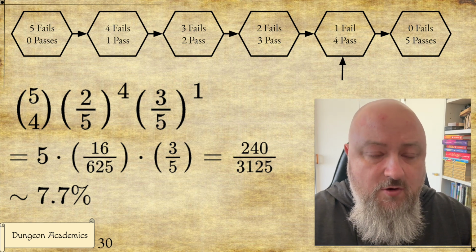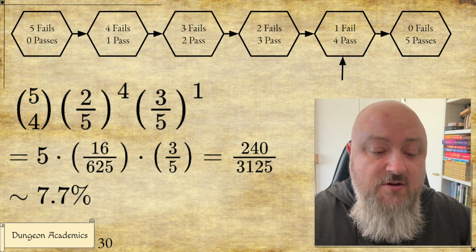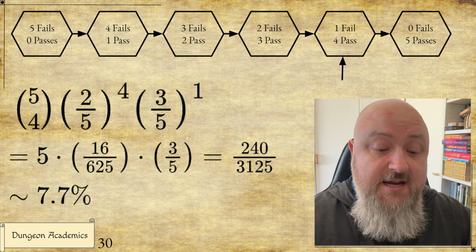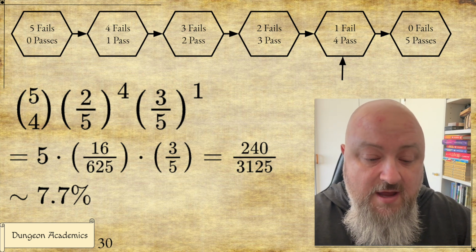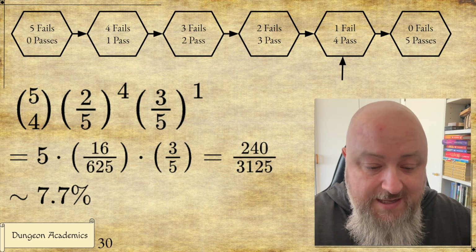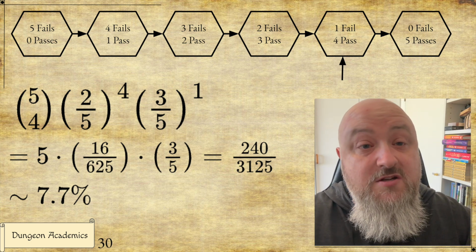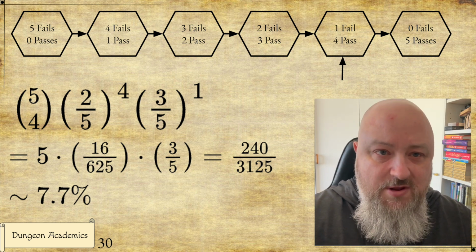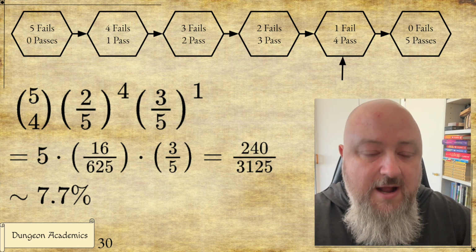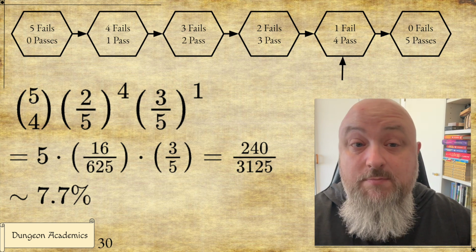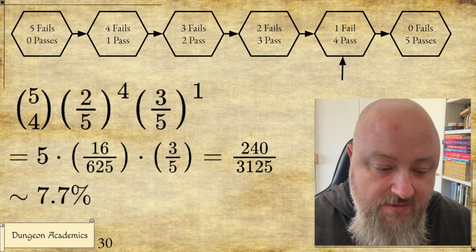So 5 choose 4 was 5. 2/5 to the power of 4 is 16 over 625, and 3/5 to the power of 1 is just 3/5. We multiply this all out, we get 240 over 3,125. And this simplifies to about 7.7%.